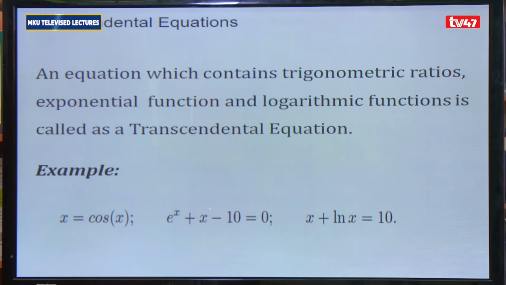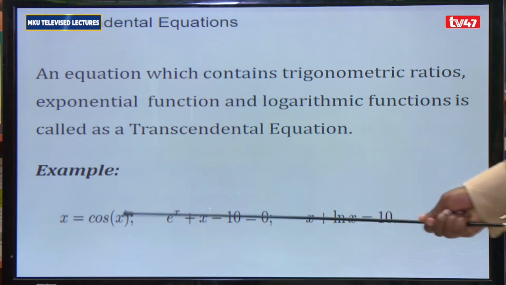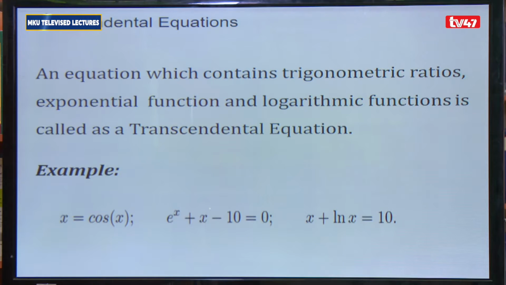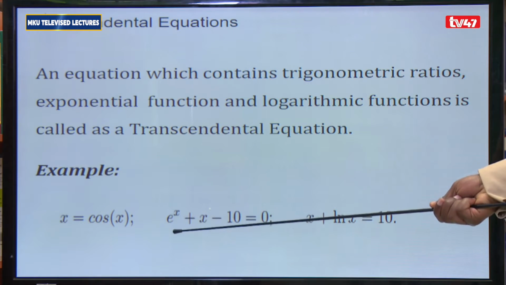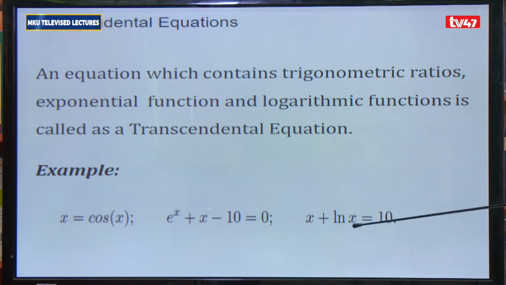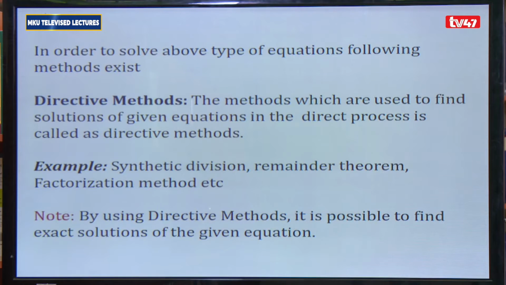A transcendental equation is one which contains either trigonometric ratios, exponential, or logarithmic functions. For example, we have the equation x = cos x, which has a trigonometric ratio, and we have one that has an exponential function, and we have one that has a logarithmic function.